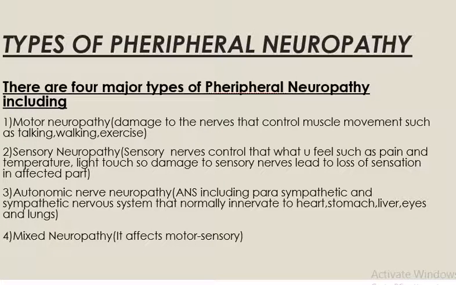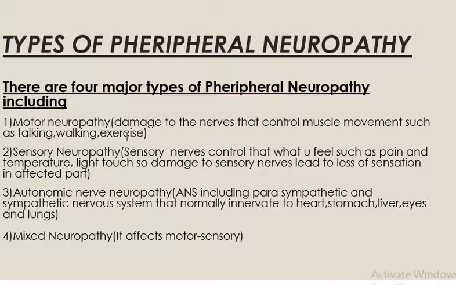Now let's talk about the types of peripheral neuropathy. There are four major types: motor neuropathy, sensory neuropathy, autonomic nervous system neuropathy, and mixed neuropathy. In motor neuropathy, what happens? There is damage to the nerves that control muscle movement, such as talking, walking, and exercise.